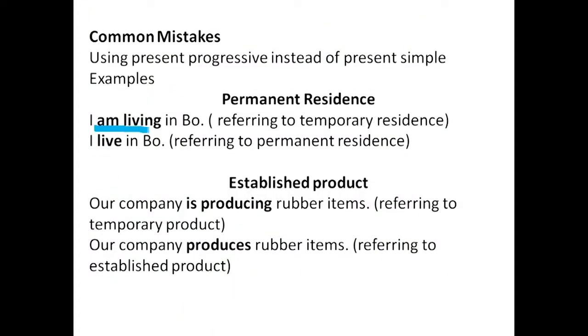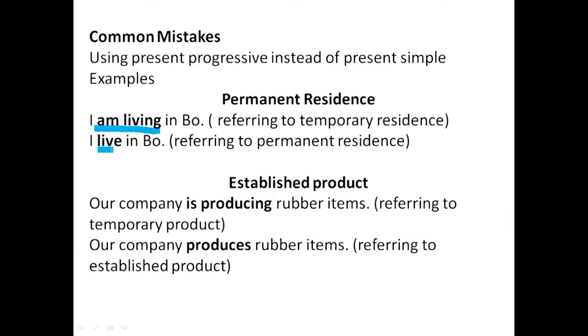So see here, I am living in Bo. If you mean Bo is your permanent residence, this tense is wrong. I am living in Bo, except that Bo is your temporary residence. But if Bo is your permanent residence, this tense is wrong. I'm living in Bo, of course, is referring to a temporary residence. So I live in Bo is correct. It will be correct, of course, if Bo is your permanent residence.